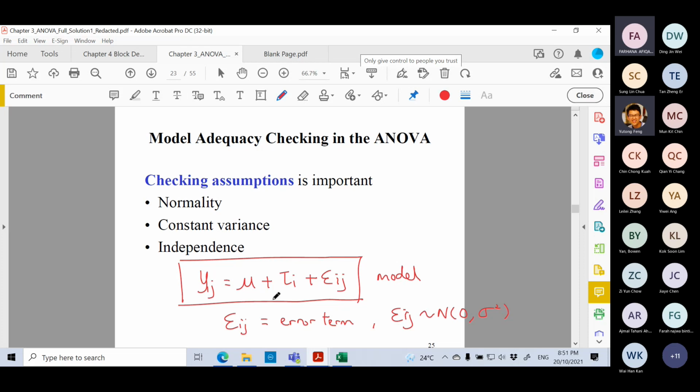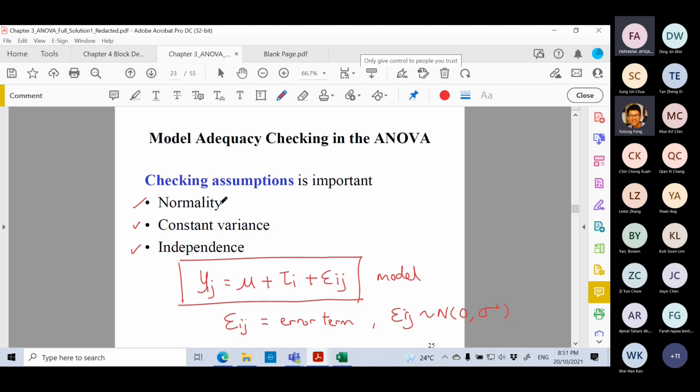Because we say the errors follow a normal distribution, we check the normality. There is a sigma square, a constant variance, therefore we check the constant variance. Observations obtained must be independent, therefore we check the independence. So these are the three assumptions we need to check.